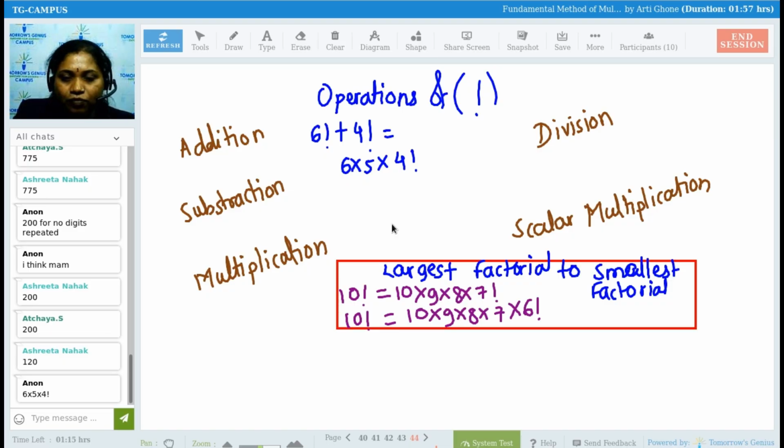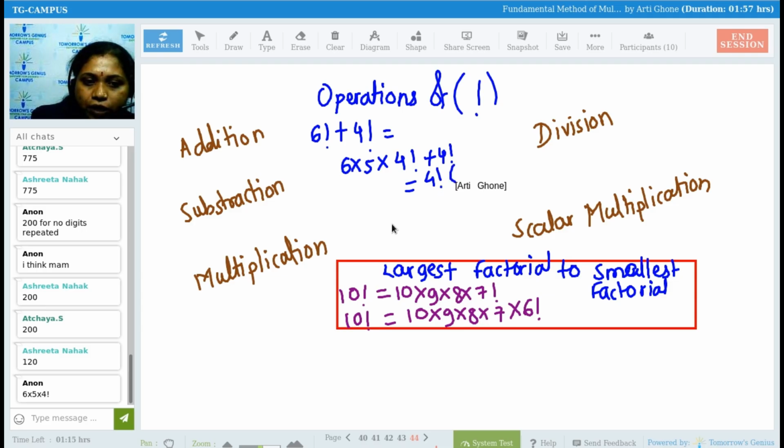Now, for this particular question, I need up to 4 factorial. So I can resolve it up to 4 factorial and then take 4 factorial common and add the remaining things. 6 into 5 is 30 plus 1, that is 31. Right? Yes or no? So this one will be the answer. And then you can do the multiplication 4 into 3 into 2.